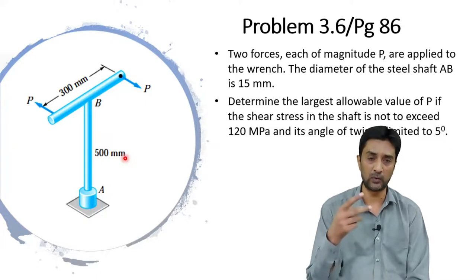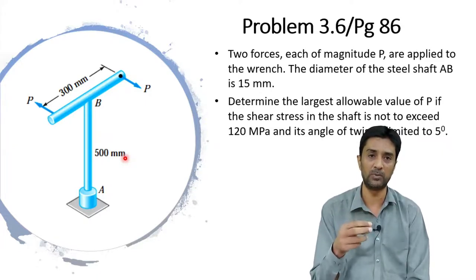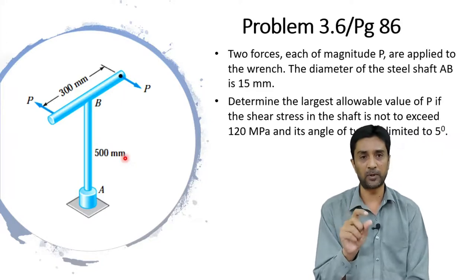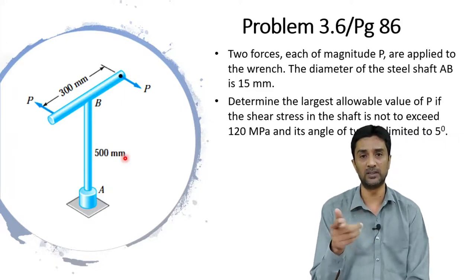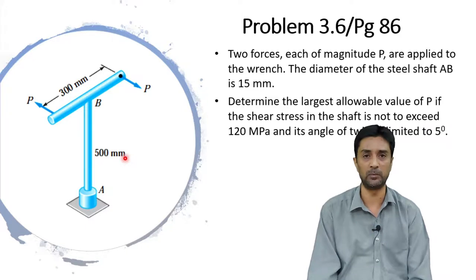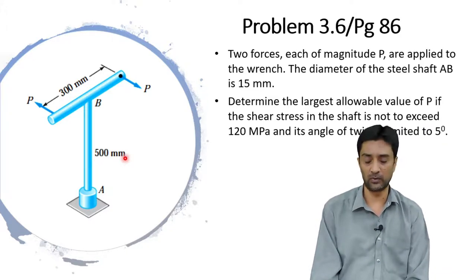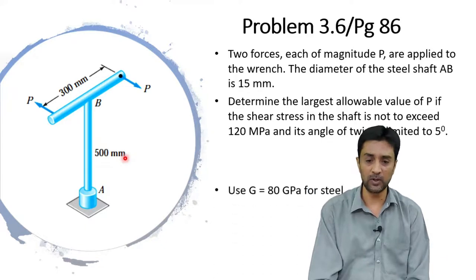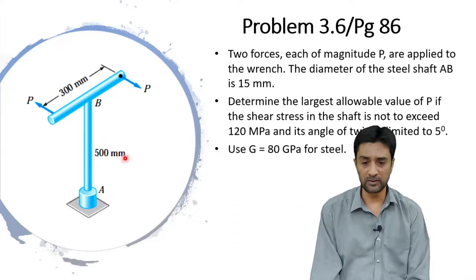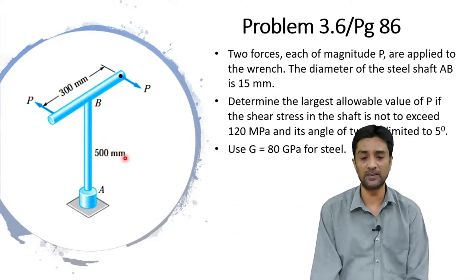So we will see that we will have two values of P, and we will see which value of P we should specify so that it satisfies both conditions: it will not exceed the 120 megapascal shearing stress, and at the same time it will not exceed the angle of twist of 5 degrees. So another very easy question. And G has also been specified. It's 80 gigapascal, and the material is steel.